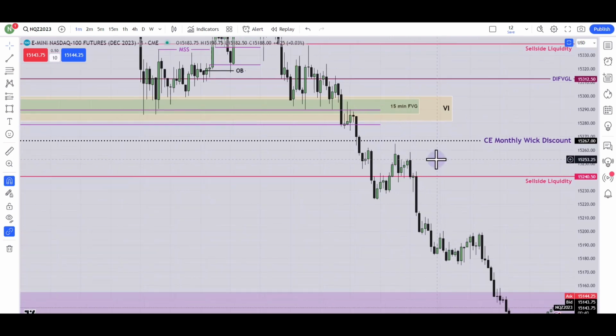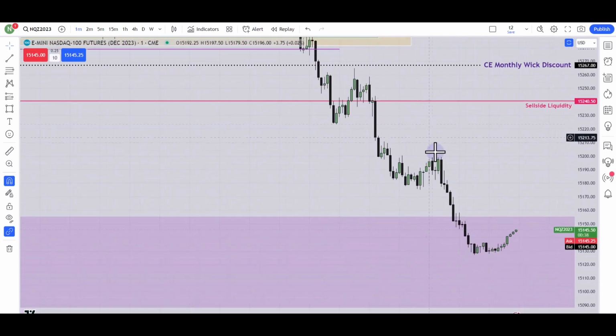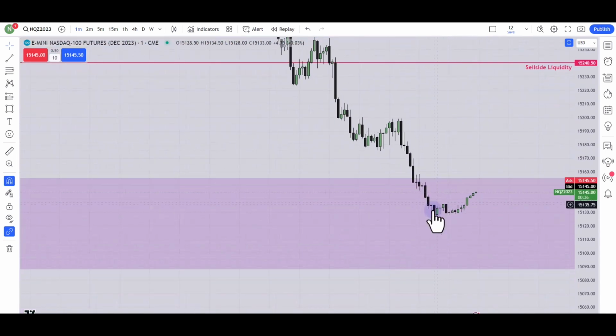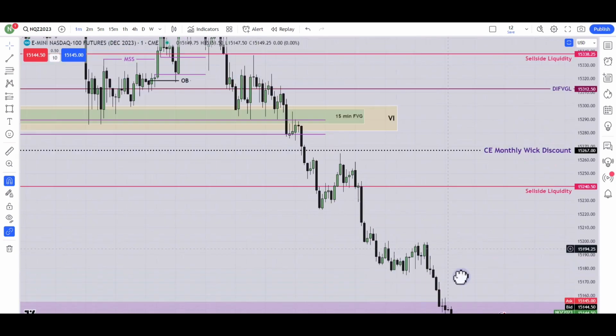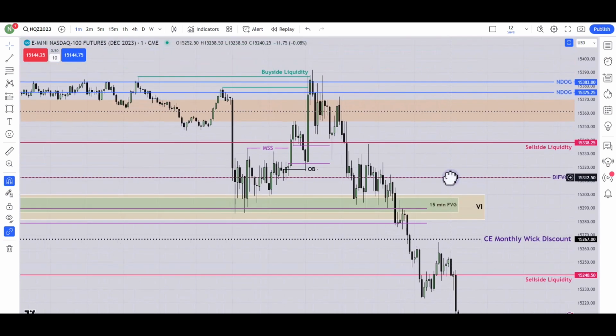But I just closed my chart, and then you can see it actually came to the hourly fair value gap. If you have watched my weekly analysis video, I was expecting that price would come to this hourly fair value gap, and it actually came over here. So that's all for today.